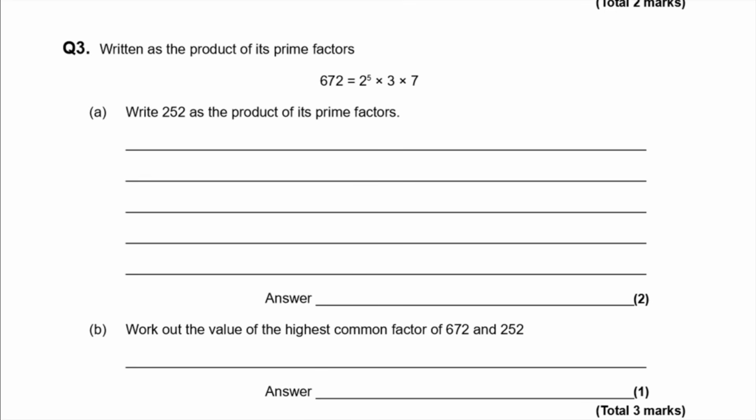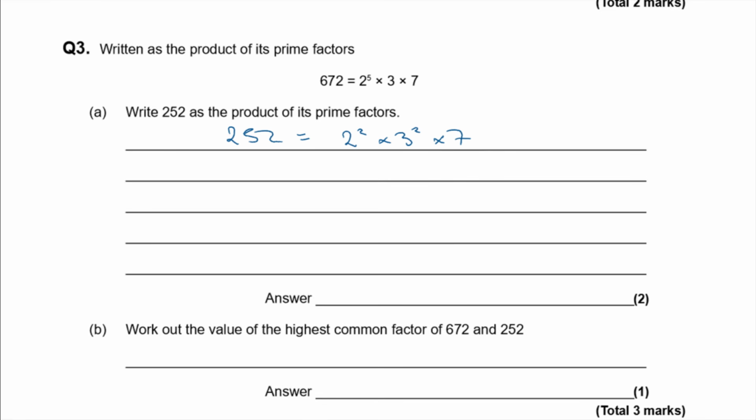Question 3, written as the product of its prime factors, 672 is 2 to the 5 times 3 times 7. First up, write 252, an unrelated number, as the product of its primes. So again, just the same way as we did a moment ago, 252 equals, and then shift fact. That's going to give me 2 squared times 3 squared times 7.